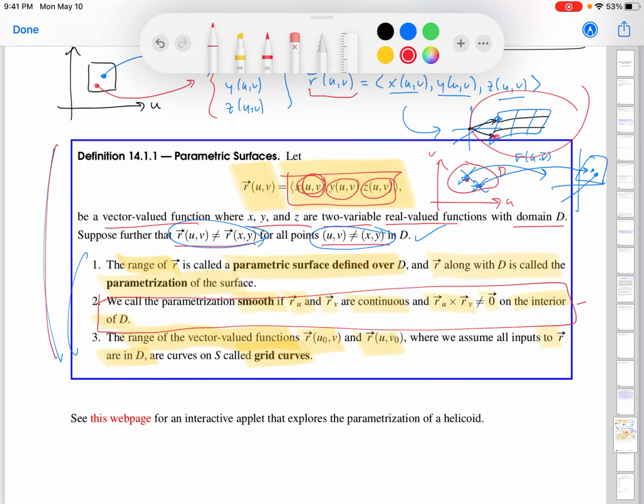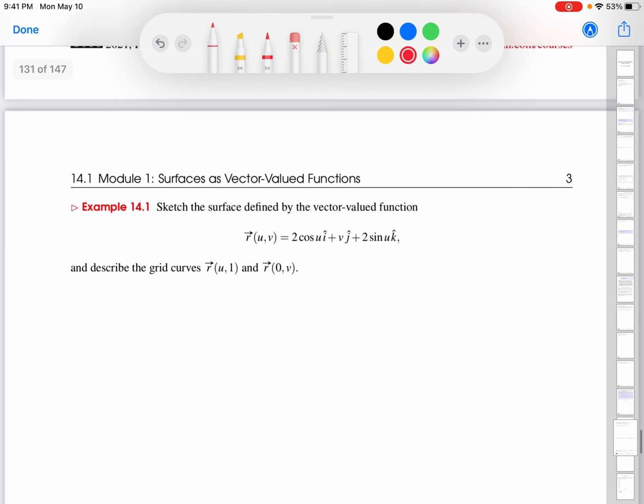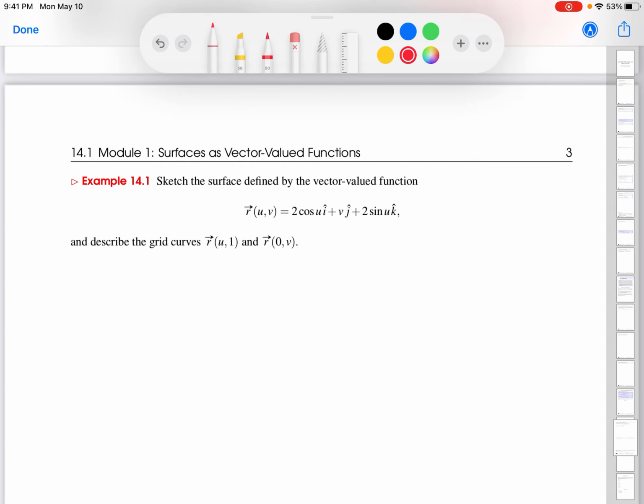Now, all this being said, this is a little hard to digest. There's a lot going on. This is a very nice web page to just get a sense of what this looks like and play around with a helicoid as it's parametrized, and it's an interactive applet. So I encourage you to visit that. But what I'm going to do is actually use CalcPlot 3D to show you what these concepts look like, in the context of this example.